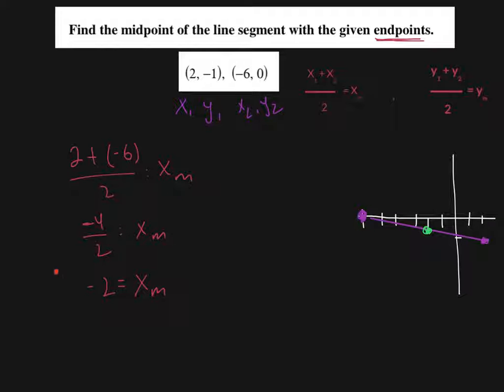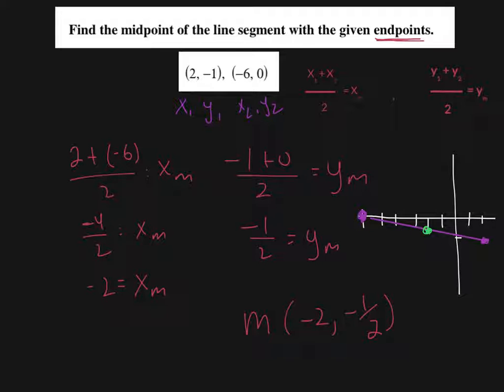I process the algebra down. I get a -2 for x sub m, which was roughly what we saw in our sketch. And that's why I like the sketch, because these two things will help me feel confident about my answer. Now, let's just go ahead and zip through the y's. And what you should get is the same as me, a final answer of (-2, -1/2) for our midpoint coordinate. And that looks to be in line with our picture right here.